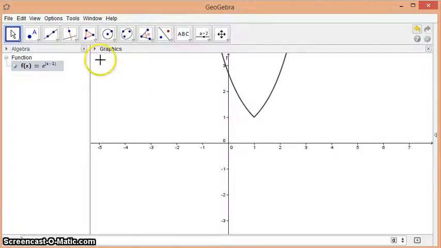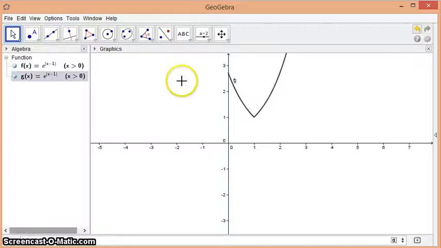I'm going to draw that only for x greater than 0, for positive real numbers, e to the power of absolute value x minus 1. So this is what our function f of x, or g of x rather, looks like. Now I can call it g of x.